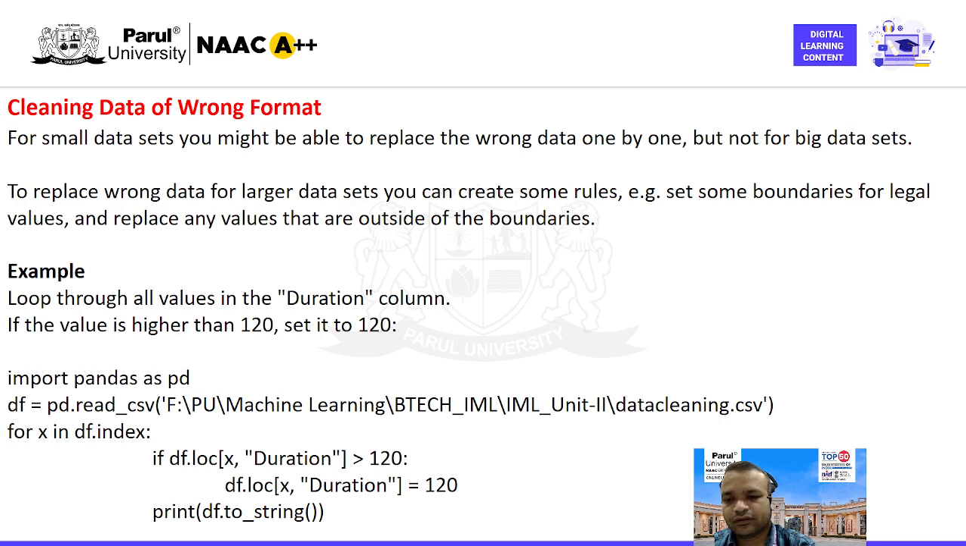In which value do we want to replace the value? If the value is higher than 120, that will be set to 120. So we set the clause here, greater than 120. Then df.loc, in that particular location x, in the column duration, is equal to 120. After that you want to print, so you can use the print function. So this is the way to fix the value.